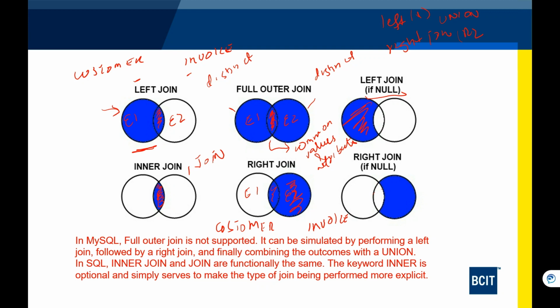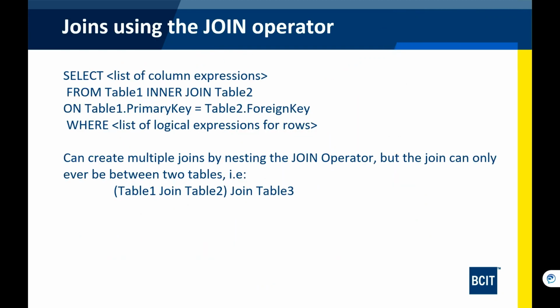Now let's look at some examples. Before going ahead with the examples, let's look at the syntax of join operators. The first step, we have to use a select. We select all the attributes we are interested in retrieving. We want to retrieve information from two tables, so we use from table one, and in between, instead of using a comma to separate them, we use inner join. Here you can use inner join, or you can use join, left join, right join.